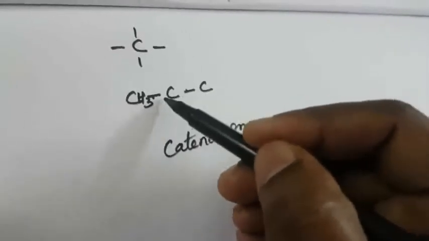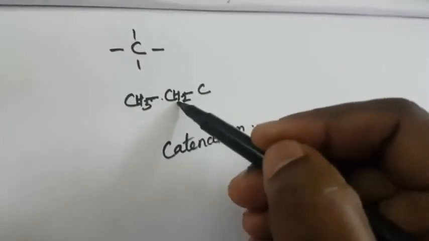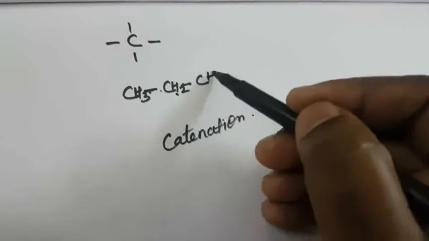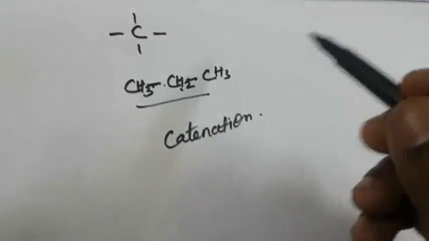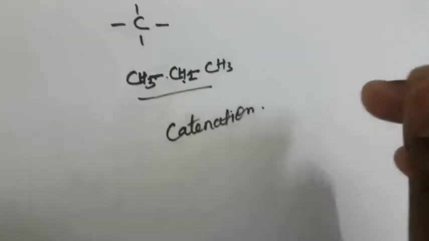So how to fill this carbon? That is H2. Here one bond, remaining 2. Here one bond, remaining H3. So this is the tendency. Only carbon has the tendency to form this carbon-carbon catenation.